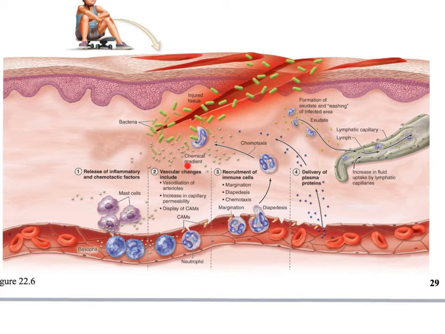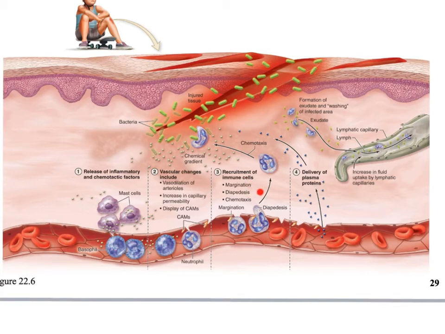Vascular changes: you get increased blood flow and capillary permeability. So blood's moving faster, and fluid is moving out easier. And then recruitment of those immune cells: margination, diapedesis, and chemotaxis.